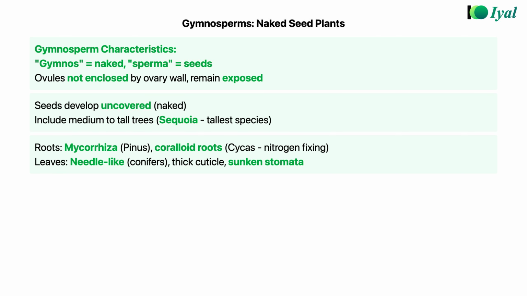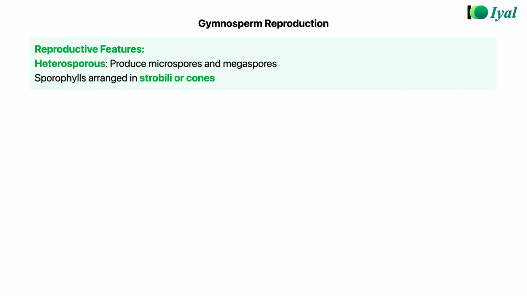The leaves are well adapted to withstand extreme conditions. In conifers, the needle-like leaves reduce surface area, and they have thick cuticles and sunken stomata to help reduce water loss. These are xerophytic adaptations. Gymnosperms are heterosporous. They produce both microspores and megaspores. The sporophylls that bear these spores are arranged spirally along an axis to form these structures called strobili, or cones. This is a very organized arrangement.